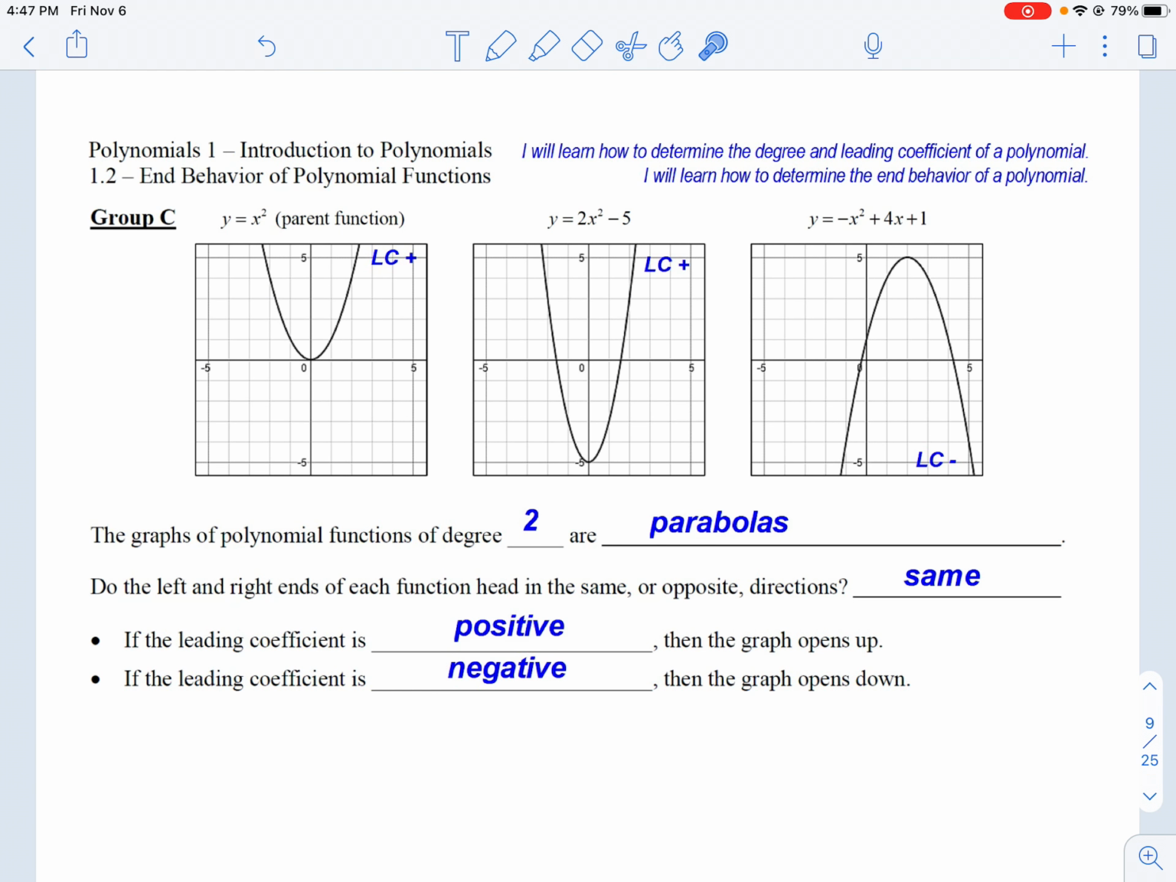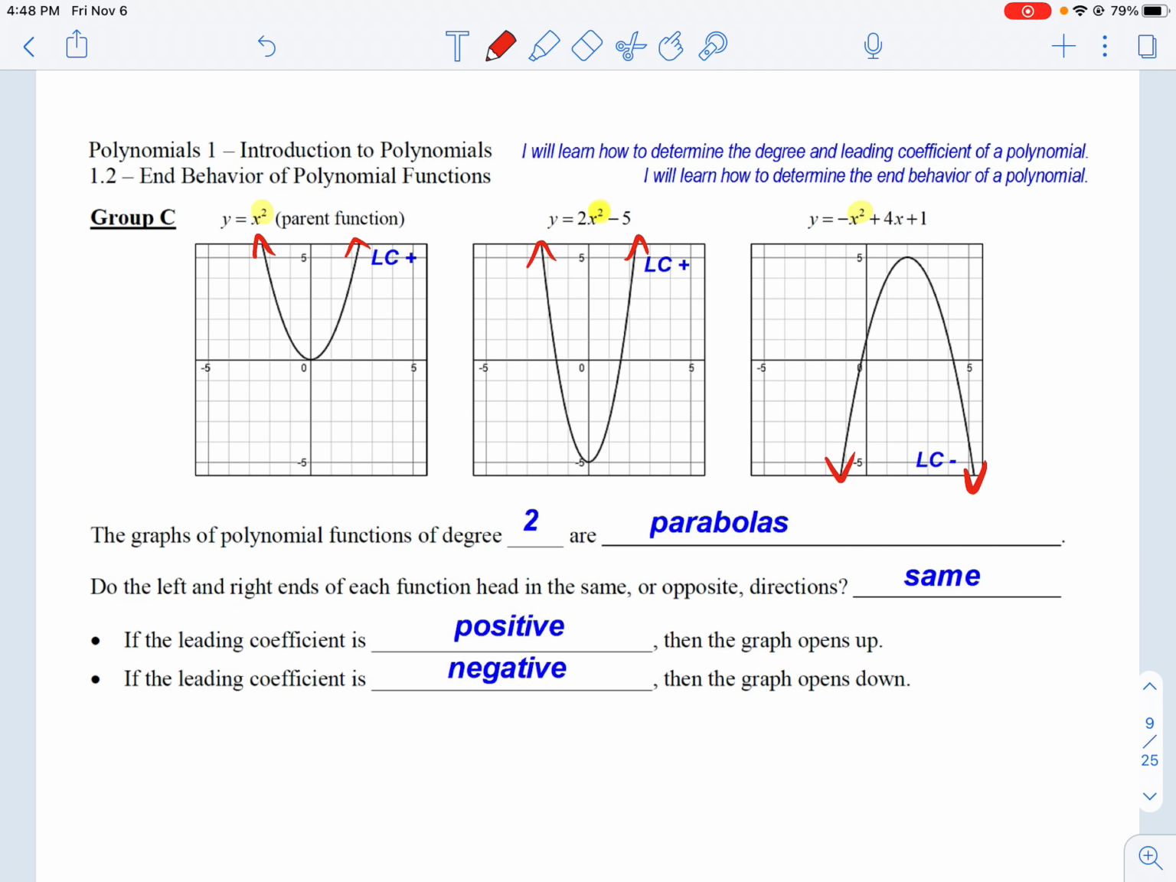We have here a degree of 2 because of these twos right here. The graphs of a polynomial function with a degree of 2 are called parabolas, and we're so familiar with this. Do the left and right ends of each function head in the same or opposite direction? We can see that they are both up, they are both down. So if the right is up, the left is up. If the right is down, the left is down. Does that make sense? So they end in the same direction.